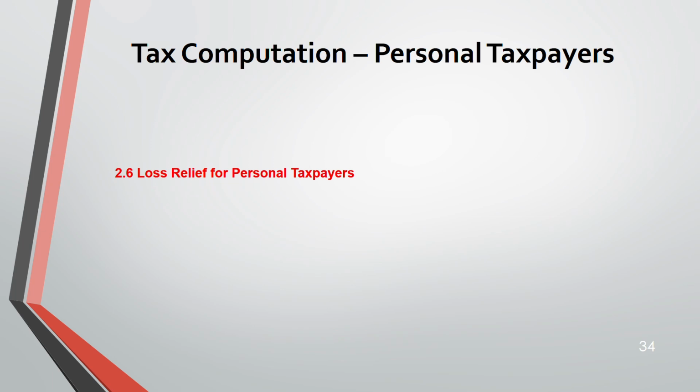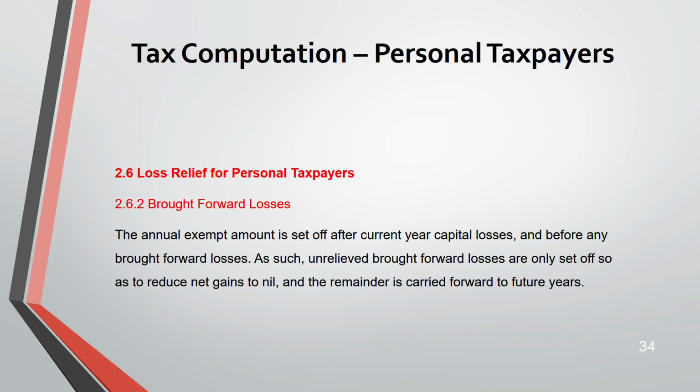Now, loss relief for brought forward losses. So current losses are over. If it's a brought forward loss, remember your annual exempt amount will be deducted only after your current year capital loss, but before any brought forward losses. Current year loss, yes, but before brought forward loss. Why? Because the unrelieved brought forward losses you can carry forward, but annual exempt amount you can't. So unrelieved brought forward losses are only set off to reduce your net gains to nil. It can only reduce your net gains to nil. The remainder is carried forward.